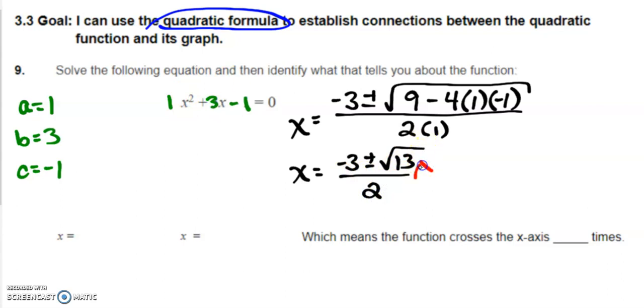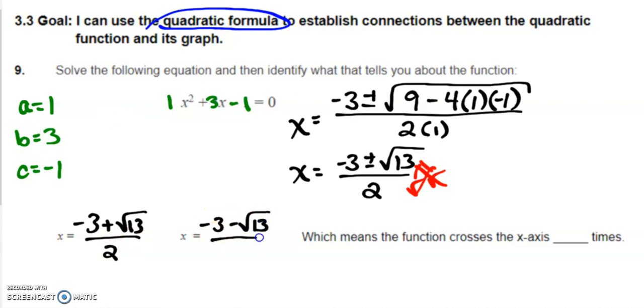13 does not have any perfect squares in it to break down. All right, there's nothing we can do, so it just stays as the square root of 13. So we get x equals negative 3 plus root 13 over 2, and x equals negative 3 minus root 13 over 2. Because we have two real answers, no imaginaries going on, we are going to cross our x-axis twice.